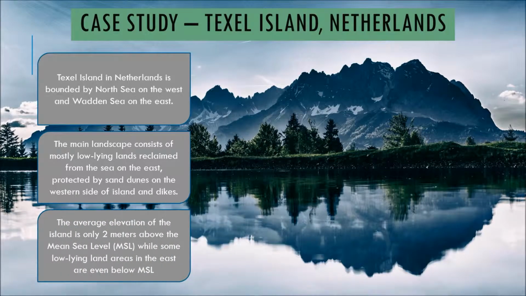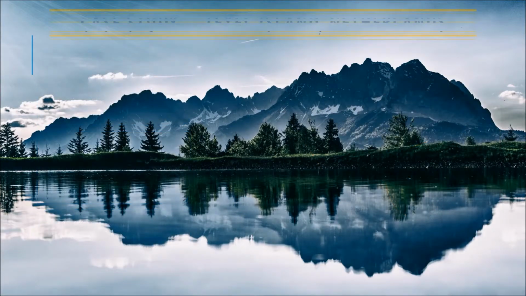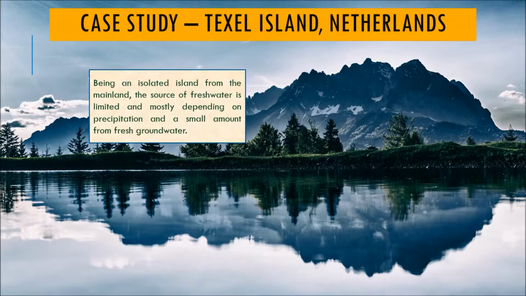The average elevation of the island is only 2 meters above the mean sea level, while some low-lying land areas in the east are even below mean sea level. An isolated island from the mainland, the source of fresh water is limited and mostly depends on precipitation and a small amount from fresh groundwater.